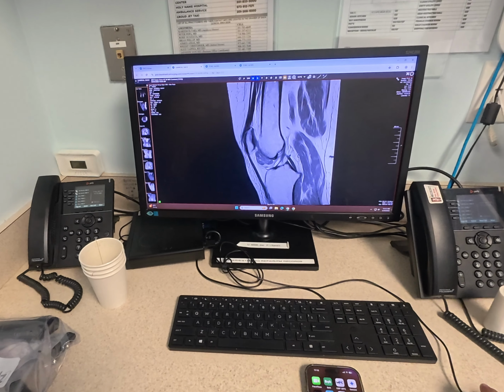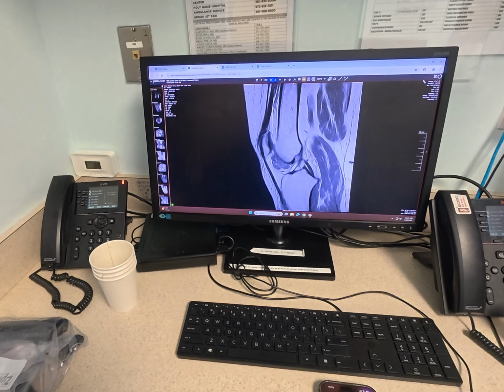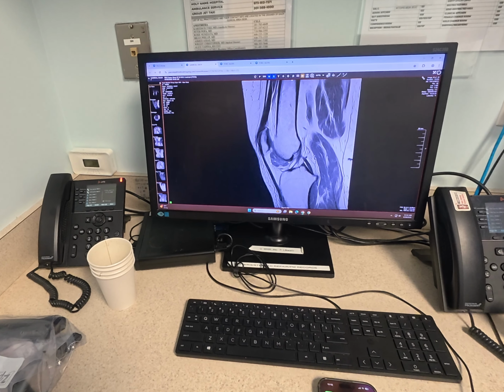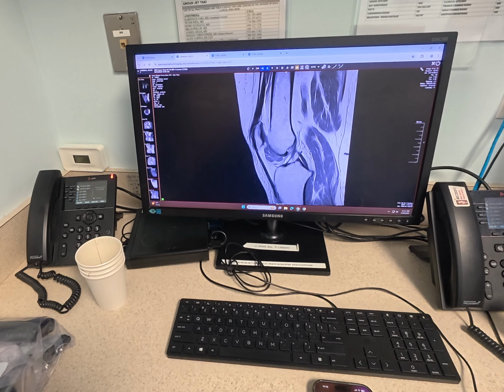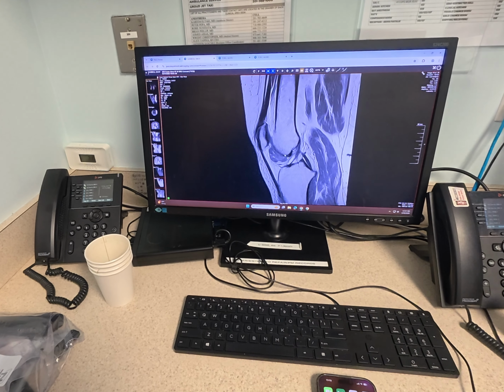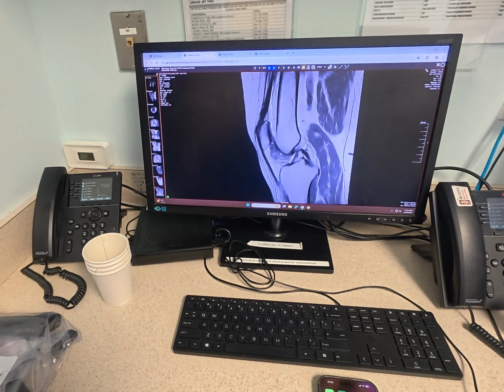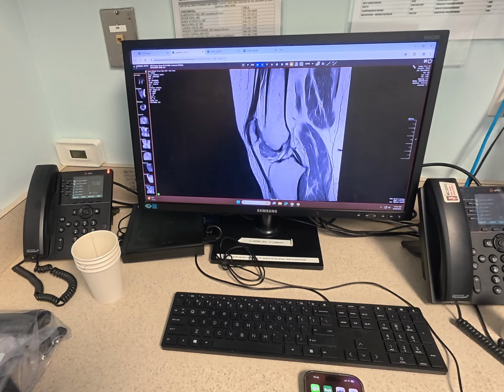All right, so this is my next case. I'm about to do a knee arthroscopy, this time for this lesion here. There's a growth in the knee in front of the anterior cruciate ligament. This does not belong here. And whatever it is, we're going to excise it arthroscopically and send it out for biopsy.